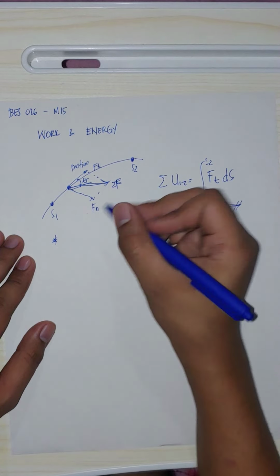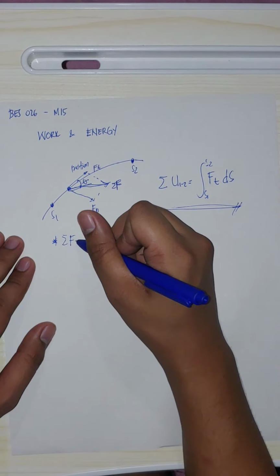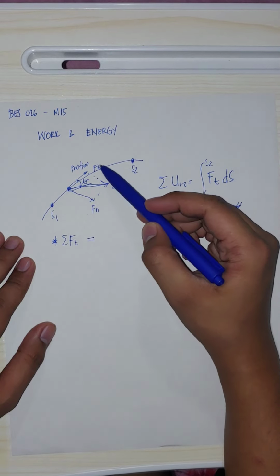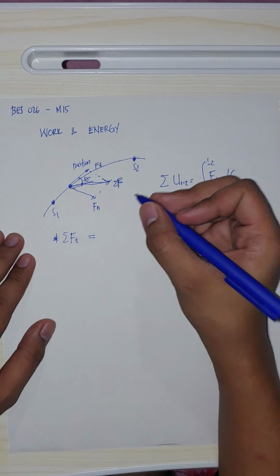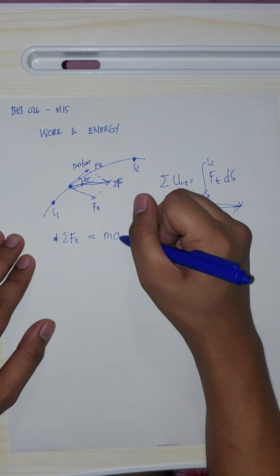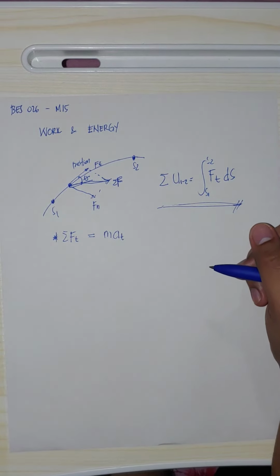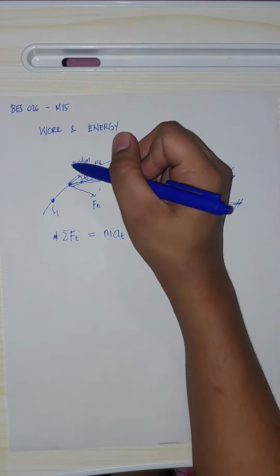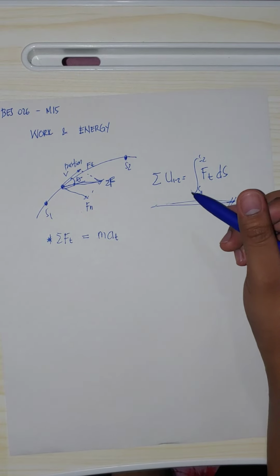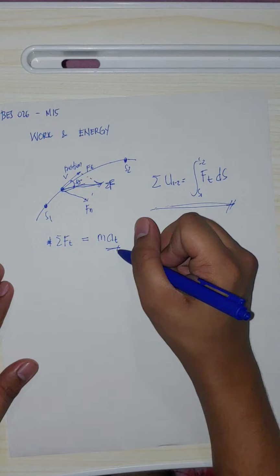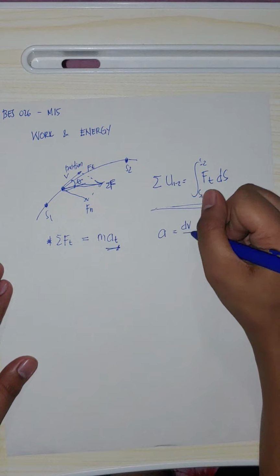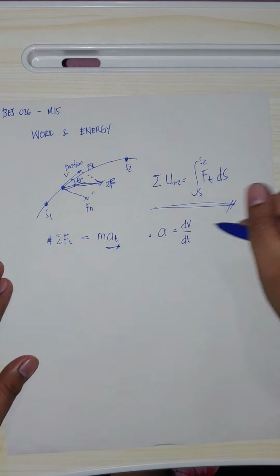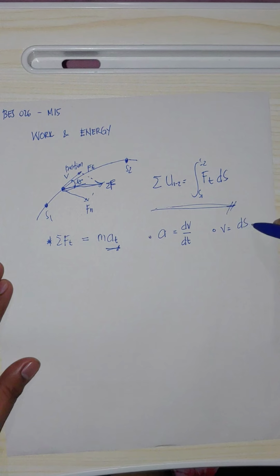So if we write the summation of the tangential force, since we have an acceleration here, this is a moving particle applying Newton's second law of motion. We have the mass times the tangential acceleration. Now, we have velocity here, right? So, if you remember, we have a relationship of acceleration and velocity. Acceleration is the change of velocity with respect to time, and then the velocity is just the change of the displacement ds with respect to time.